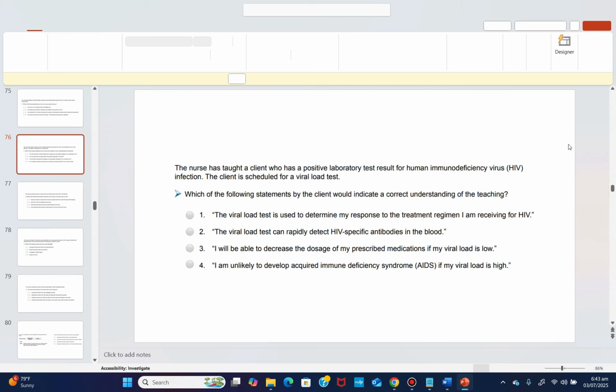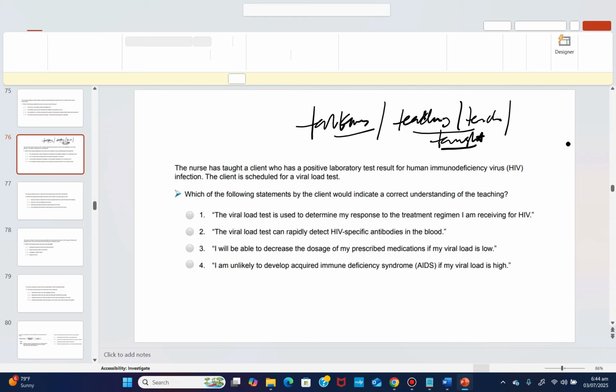First question: the nurse has taught a client who has a positive laboratory test result for HIV infection. Now, there's one thing for the NCLEX to say talking, another thing for the NCLEX to say teaching or teach, and another thing for the NCLEX to say taught. The idea behind these statements is this. When the NCLEX uses the keyword talking, it means the nurse is communicating with a patient, and the examiner will ask you about that patient's statement. Guaranteed, NCLEX is going to test you regarding the statement.